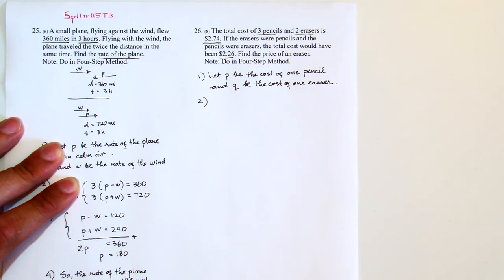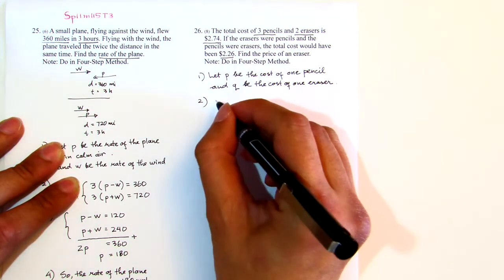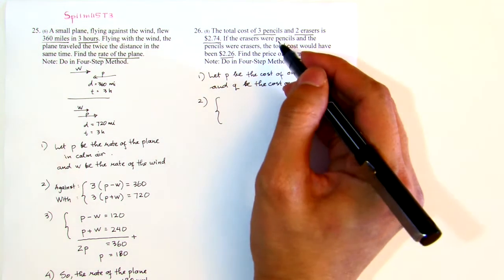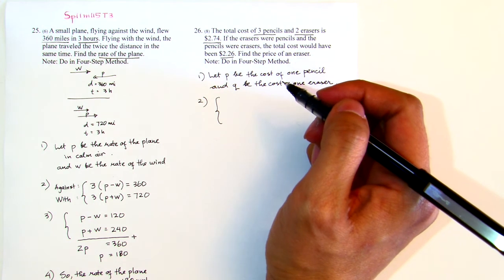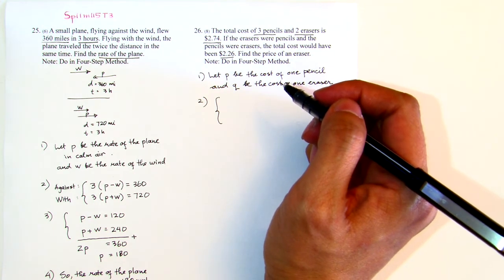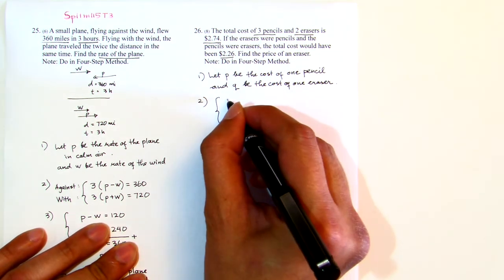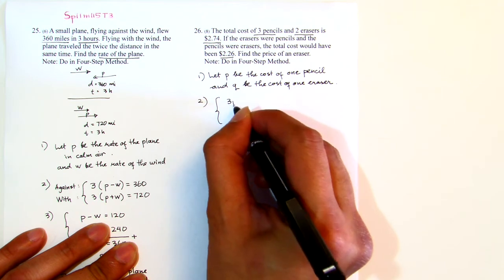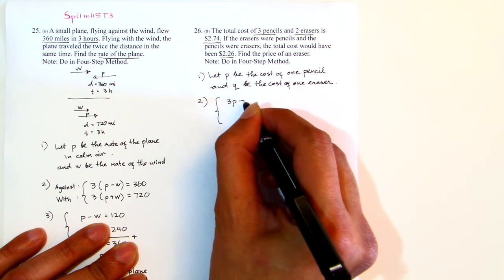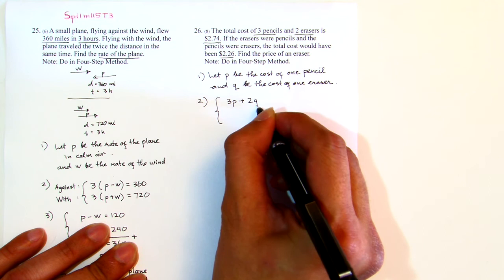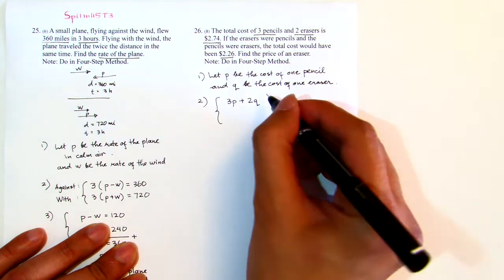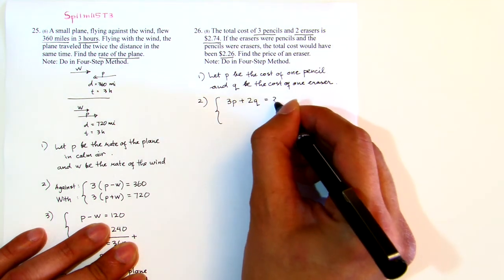Okay, now we will next set up the equations, the system of equations. In the first statement, 3 pencils and 2 erasers is $2.74. Now if you have 3 pencils, then the cost for 3 pencils will be 3 times P plus 2 times Q for 2 erasers. That amounts to $2.74.